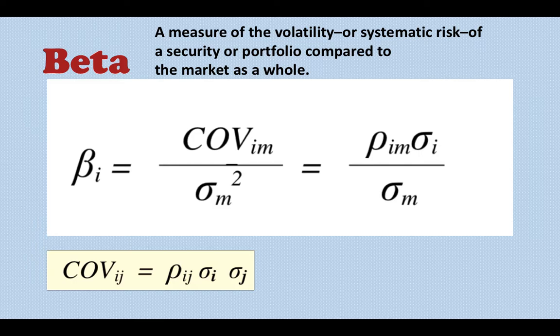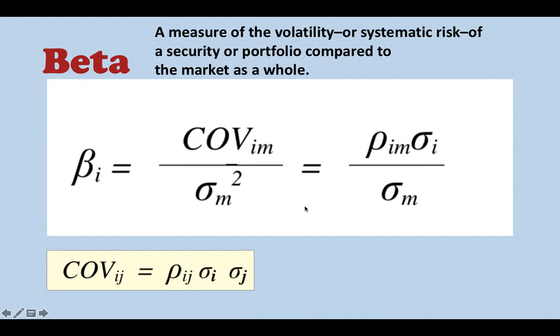So, what is beta? It is often said to be a measure of the volatility or systematic risk of a security or a portfolio compared to the market as a whole. What does this really mean? First, let's see how beta is calculated.